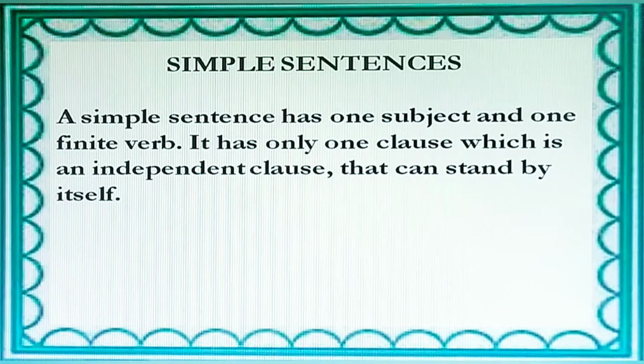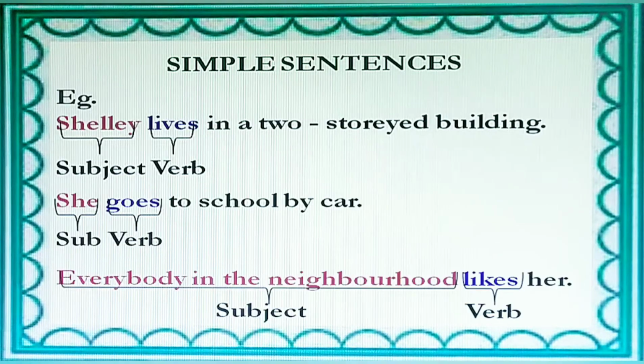A simple sentence has one subject and one finite verb. It has only one clause, which is an independent clause that can stand by itself. Example, Shelley lives in a two-storied building. Here we have a subject Shelley and a verb lives.